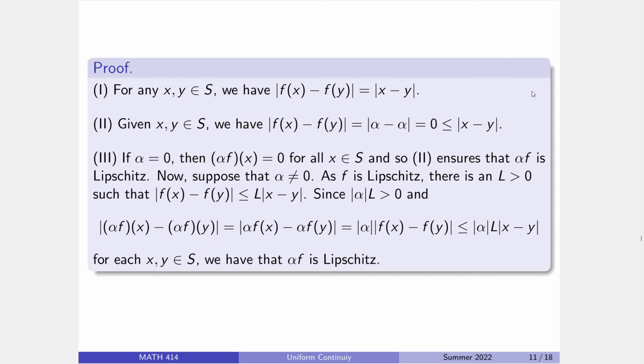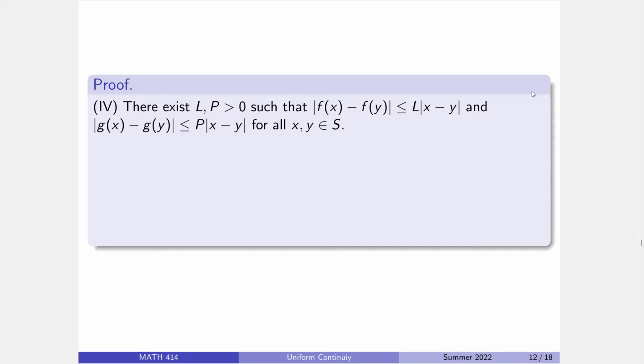Alright, so now point 4. The sum of two Lipschitz functions is Lipschitz. This shouldn't be too shocking, because L plus P seems like that should work. Indeed.